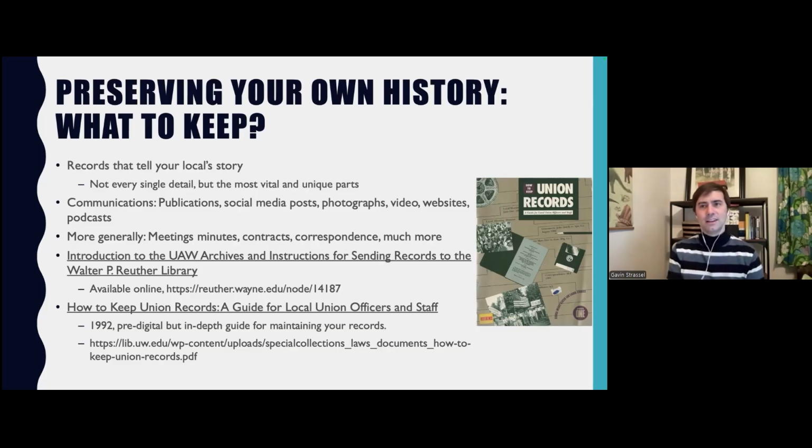They have lists on each of those topics. The first one is something I wrote up called The Introduction to the U Archives and Instructions for Sending Records to the Walter Library. And the other one is How to Keep Union Records, a guide for local union officers and staff. It's from 1992, but it is still very solid and is foundational to the work we do at the Reuther Library in bringing records in from labor unions. And like I said, both of those are available online, and there will be links to them later on.